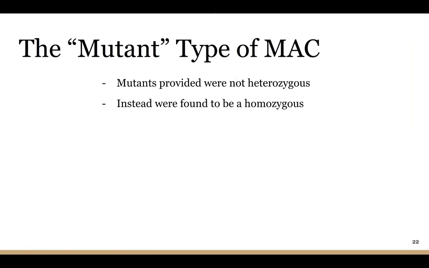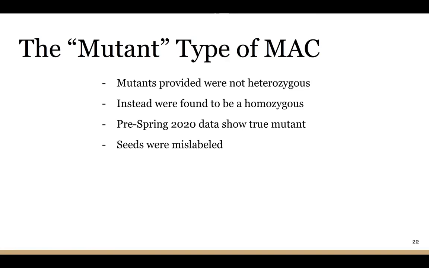On our analysis of Sanger sequence from our mutant 1 and 11 plants, we discovered that our mutants were not the expected heterozygous mutant, but rather a homozygous wild type. Pre-spring 2020 data did have a true mutant showing a TGA in place of TGG. It is suspected that the seeds provided were not true mutants and the package must have been mislabeled.